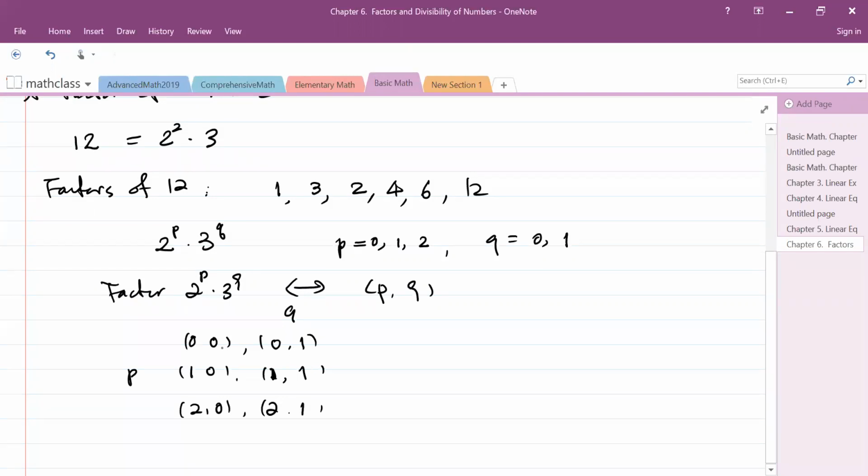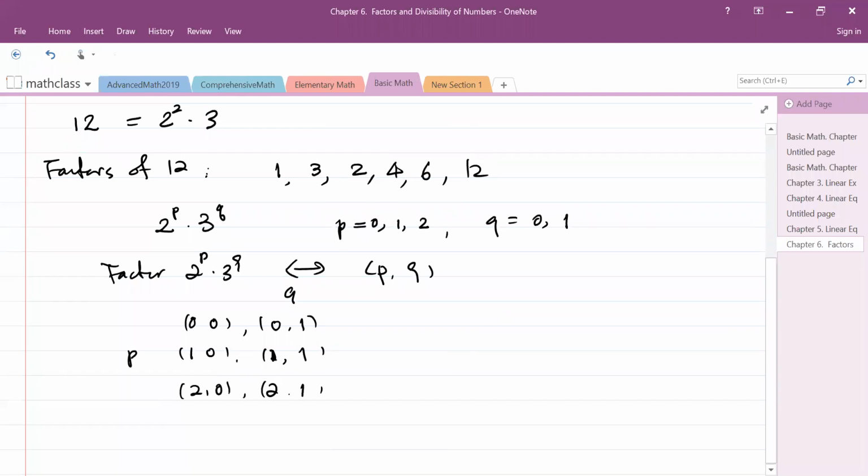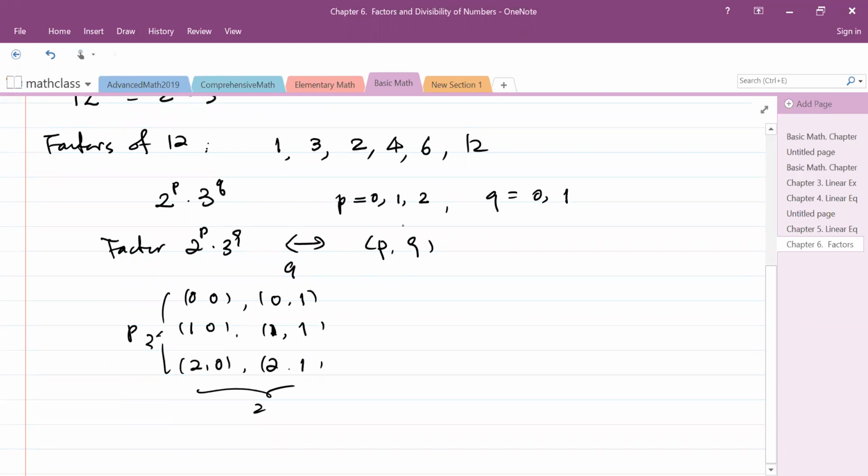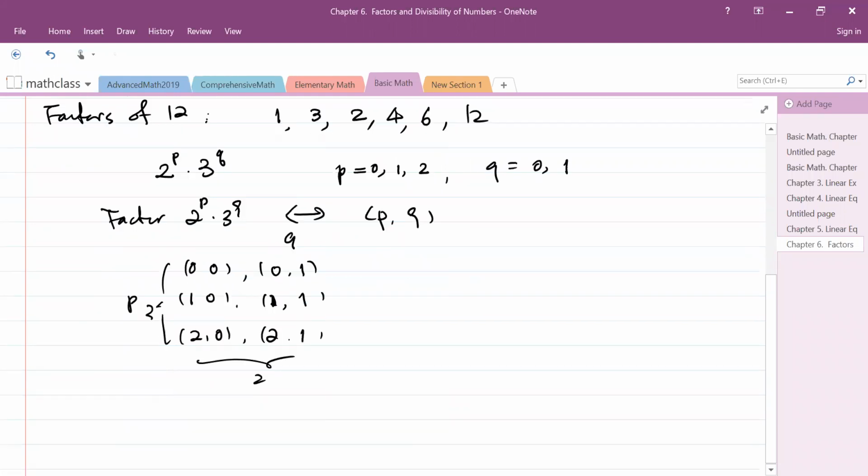Each pair of numbers corresponds to a factor. This is a kind of matrix, a rectangle. This side has 3 choices, and this side has 2 choices. The total will be 6. That's the reason you just need to do the multiplication. So 12 has 3 times 2, which is 6 factors.